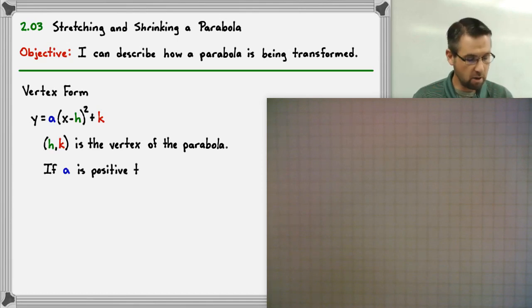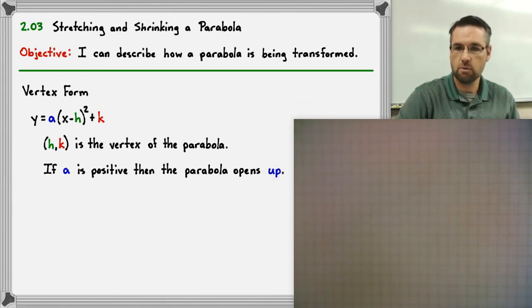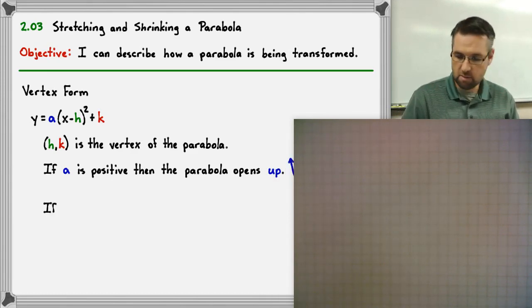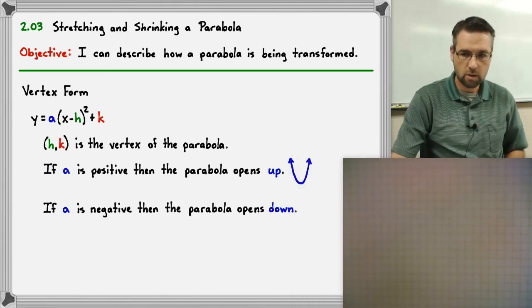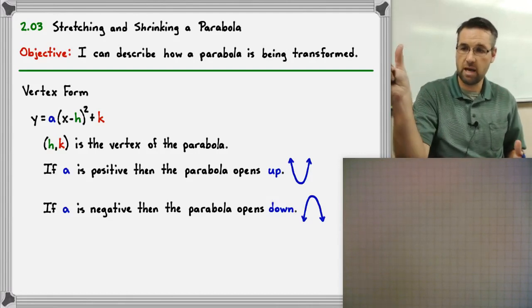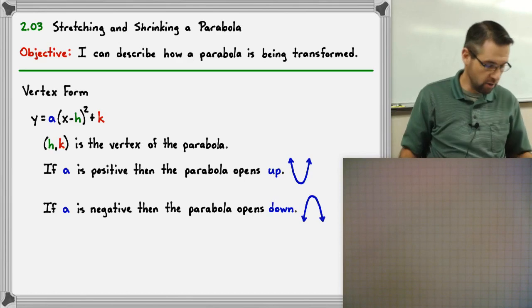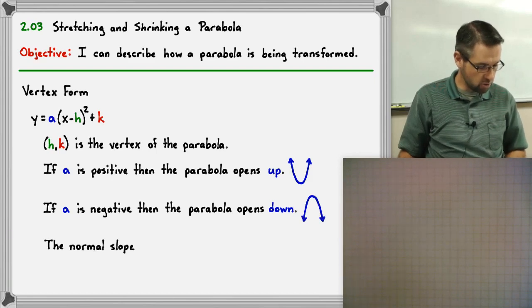And then we also remember that the a value does something. If the a value is positive, then the parabola is going to open up. And if the a value is negative, then the parabola is going to open down. So it's going to look something like that. That's generally how parabolas go. They either open up like a cup or down like a frown. So a being positive makes it up, a being negative makes it down. Those are the things that you know so far.